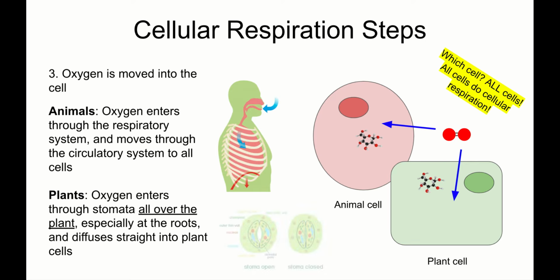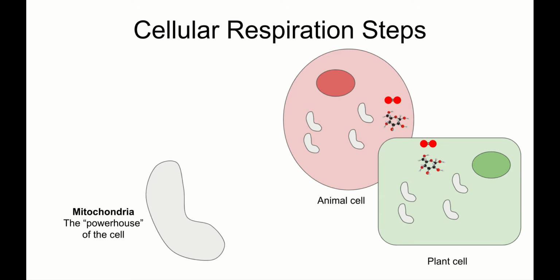In plants, oxygen enters through stomata all over the plant, especially at the roots, and diffuses straight into plant cells. Isn't that interesting? There's not just stomata on leaves, there's also stomata on many other plant structures, including the roots. A lot of oxygen enters plant cells at the roots.